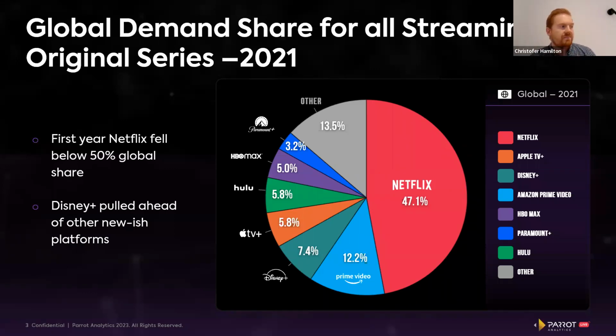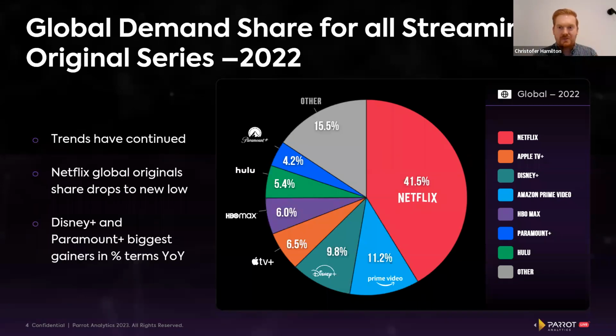And another big theme of the year was that Disney Plus pulled ahead of other newish platforms. So we see it ending the year on a 7.4% share of demand. And that's comfortably ahead of other newish platforms like Apple TV Plus, HBO Max, for example, but still well behind Amazon Prime Video, which has comfortably held onto that second place behind Netflix, basically since we've been tracking this data.